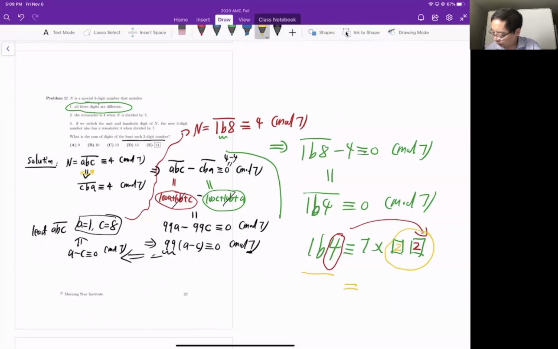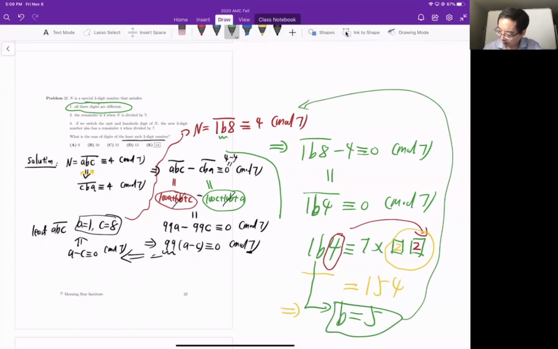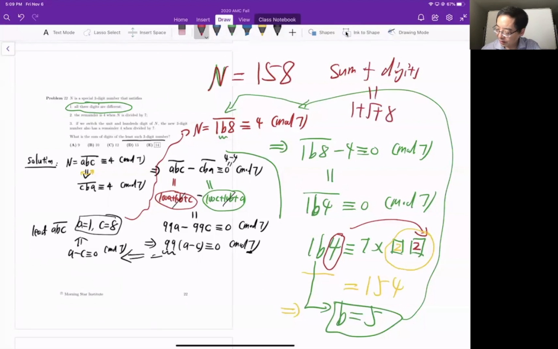Now let me calculate the 22. That's 154, and we get this B. The B is 5. Okay, combine all this information together. We put it back to the B, so we get N. The N equals 158, and the sum of digits equals 1 plus 5 plus 8, that's 14.